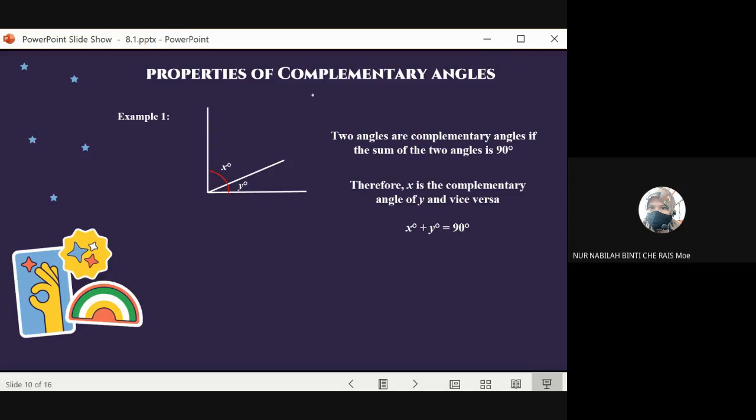Okay, for example, state the complementary angle of each angle below. You must remember that complementary is 90. If you want to find the complementary angle of 50, you have to do 90 minus 50, so you will get 40. If 76, that means 90 minus 76, so the complementary angle of 76 equals 14. Okay, that is complementary angle.